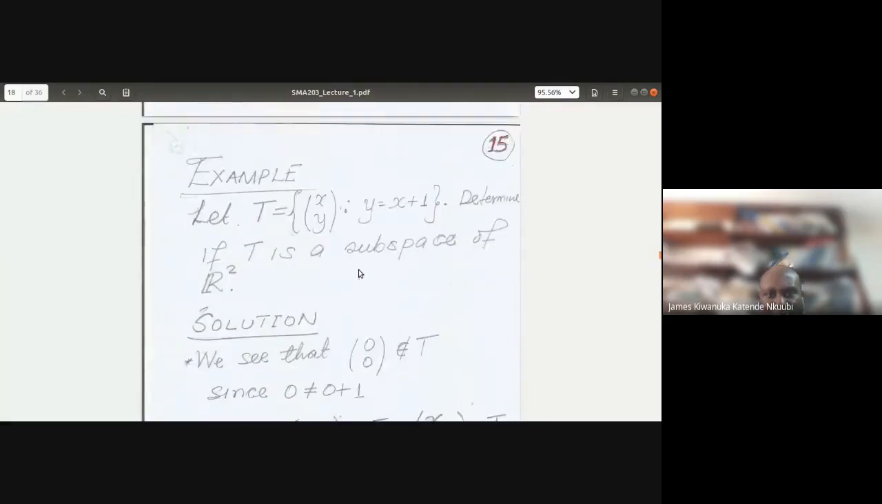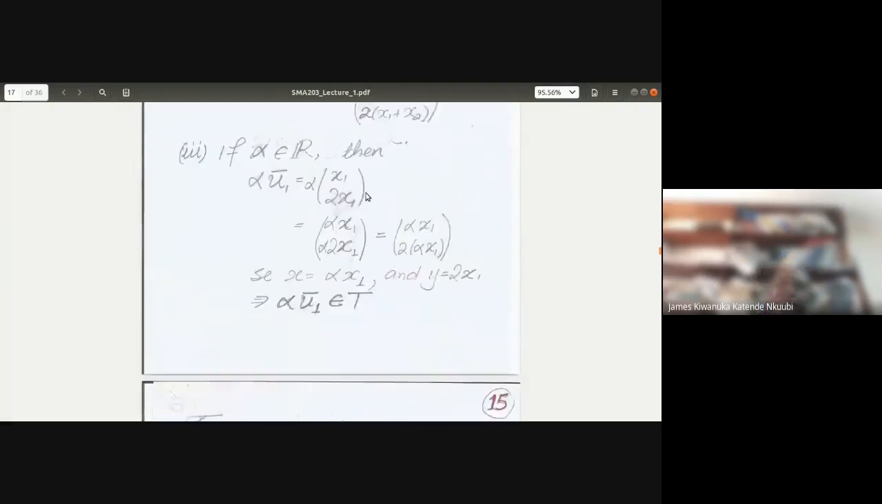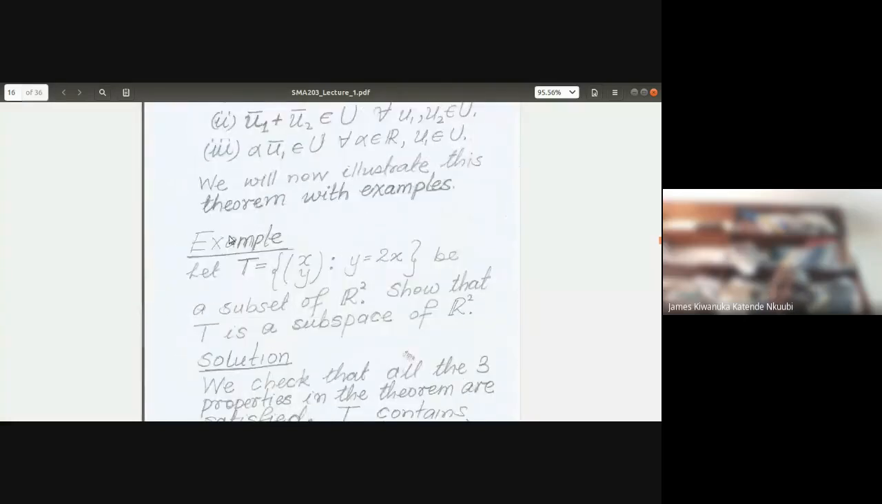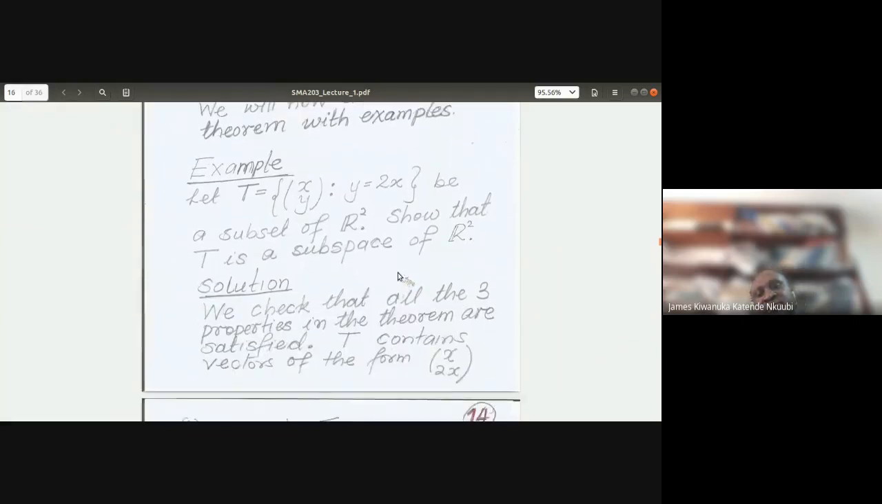So the next example, we are given a subset. Now what you'll notice about this, let's go back one step. This set T is basically the straight line y is equal to 2x, which runs through the origin. So it's definitely a subset of R2. It is not the whole of R2. It's a proper subset of R2 because it just consists of all the points in R2 which lie on the line y is equal to 2x, and they pass through the origin. And since it passes through the origin, that's why the zero vector is guaranteed to be in the set.